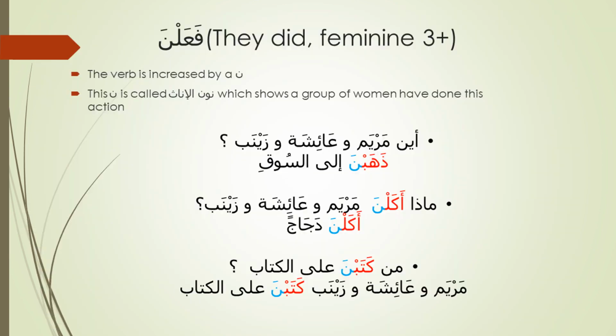Fa'alna. So now the verb, as I mentioned, is increased by a noon called noon al-inath. So once you see the verb with that noon at the end, we know a group of women, at least 3 or more, have done the action. Okay. So we say, Aina Maryam wa Aisha wa Zainab? Where are Maryam wa Aisha wa Zainab? Now we need 3 people.